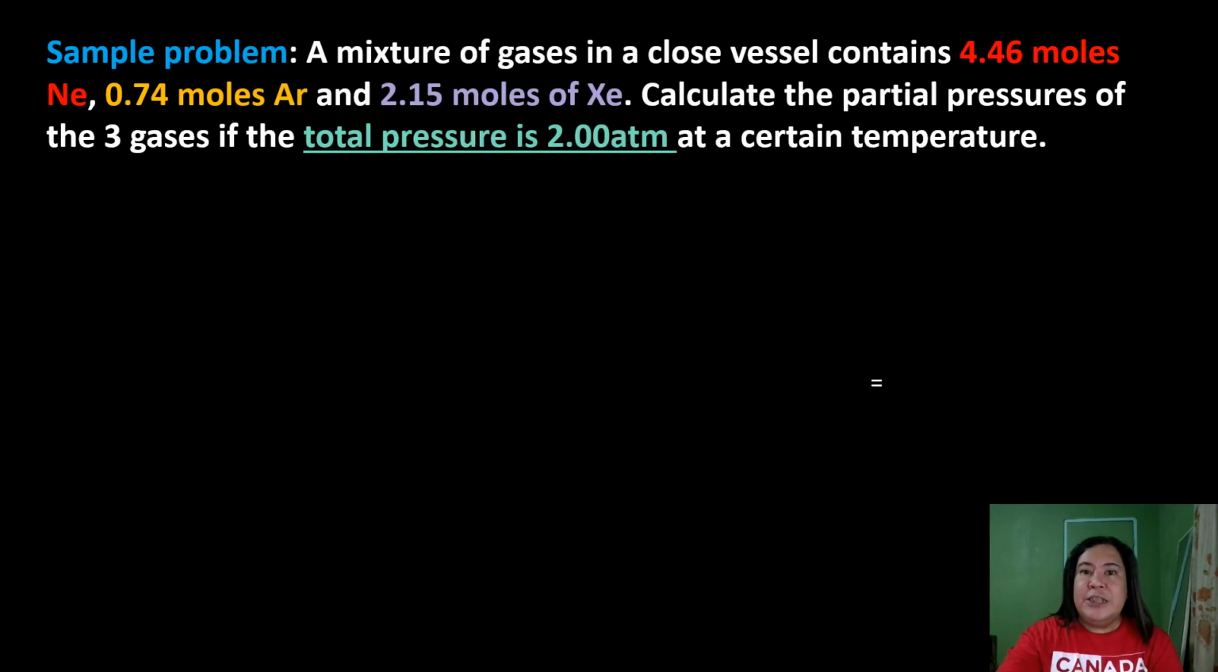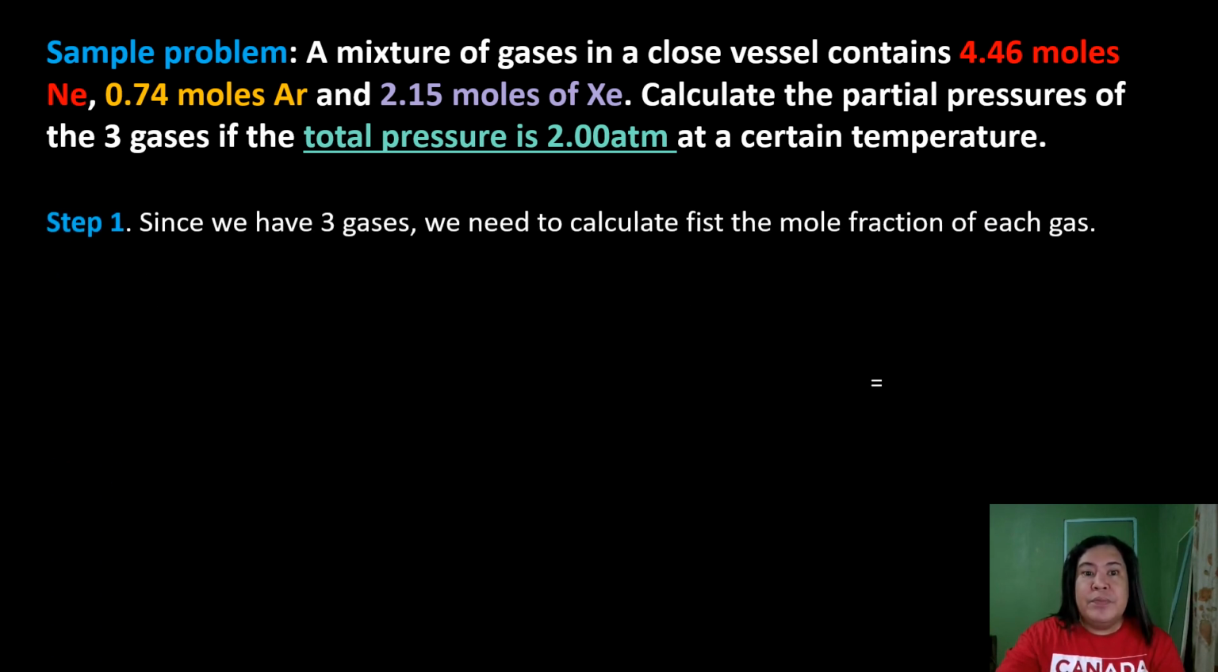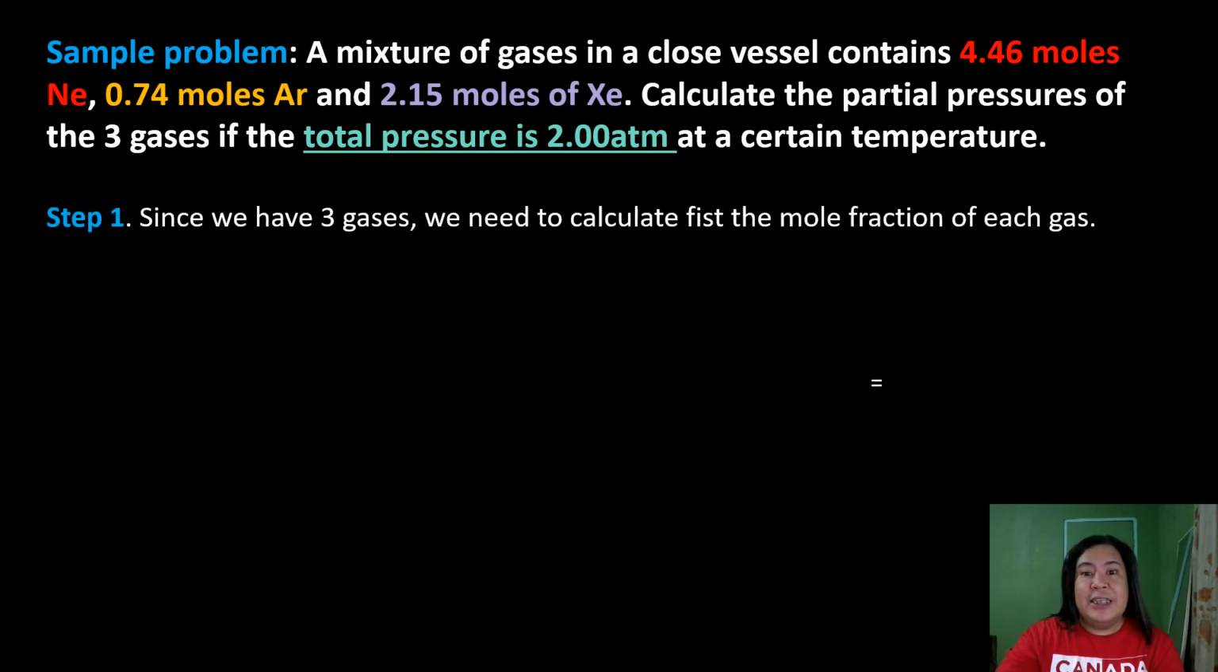For our first sample problem, a mixture of gases in a closed vessel contains 4.46 moles of neon, 0.74 moles of argon, and 2.15 moles of xenon. Calculate the partial pressure of the three gases if the total pressure is 2.0 atm at a certain temperature. Since we have three gases, the first thing to do is calculate the mole fraction of each gas.